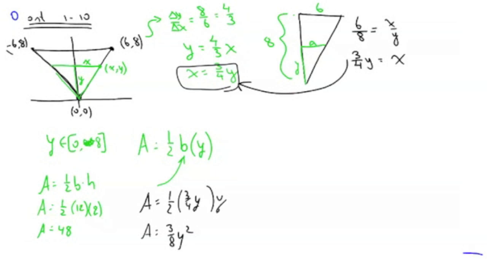Does it have to be a? Sure, x is equal to 3/4 y. But that goes from here to here. That's only half of it. You've got to times it by 2, so it's 2 times that. So this would be 3/4 y squared. Yeah, that's better.